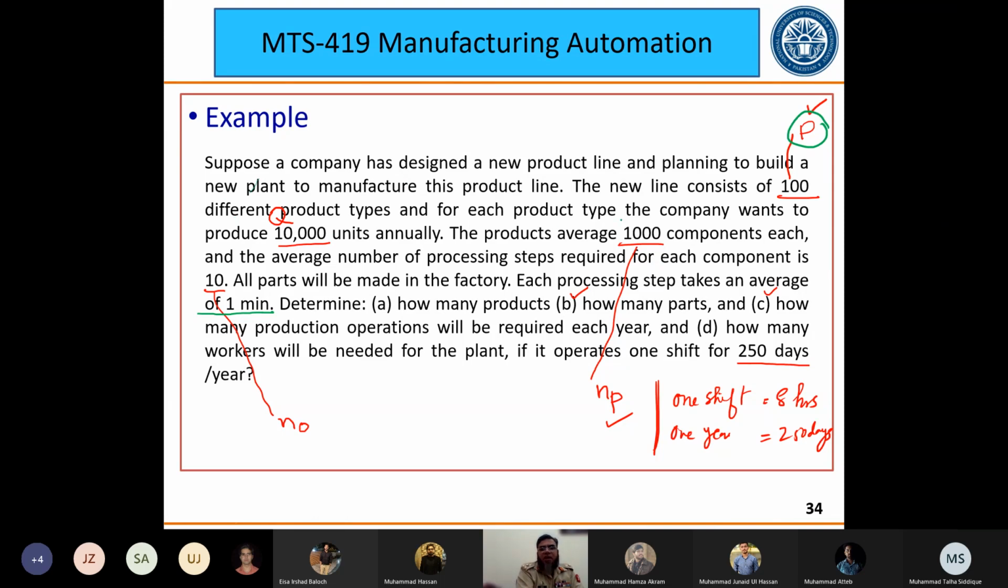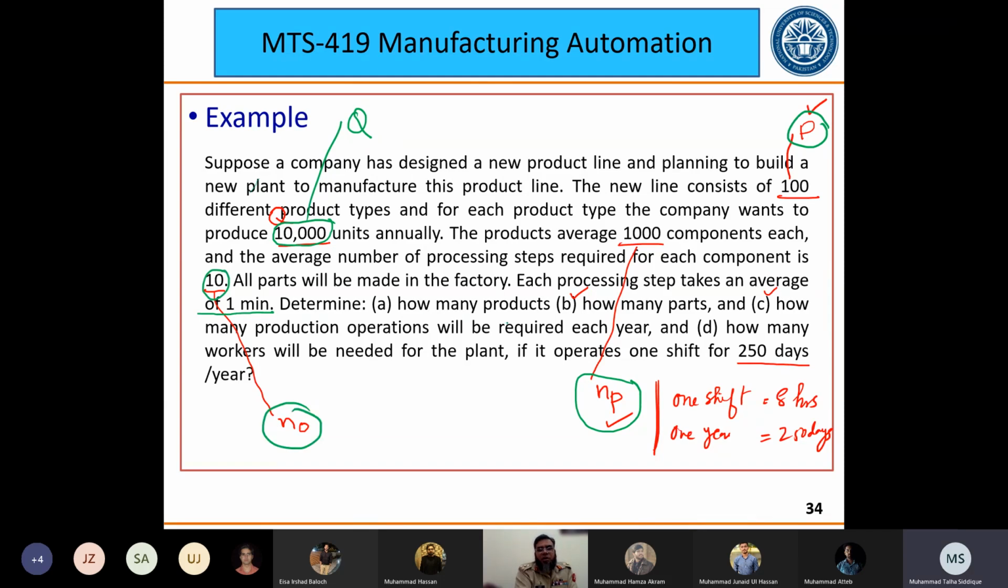For each product type, the company wants to produce 10,000 units. और ये Q के बराबर हो गया. This is Q. The products average 1,000 components each. So this is NP. So हर product के अंदर 1,000 components. And the average number of processing steps required for each component are 10. So this is NO.